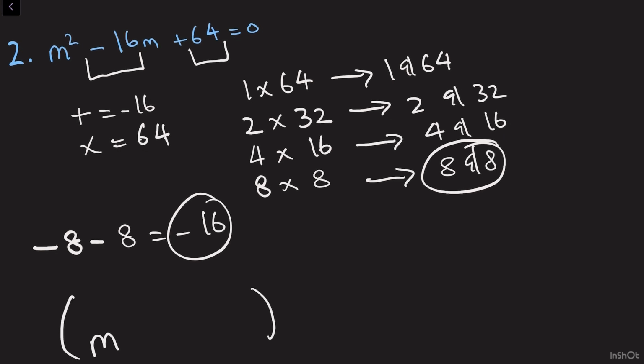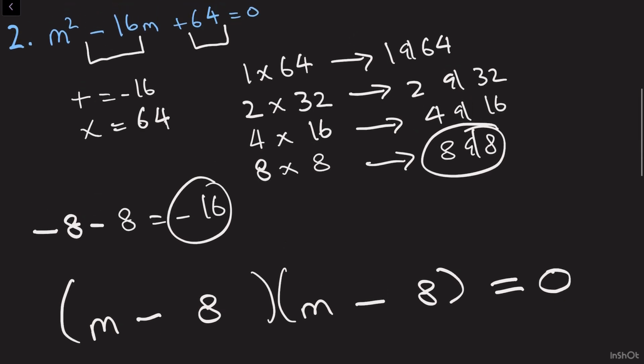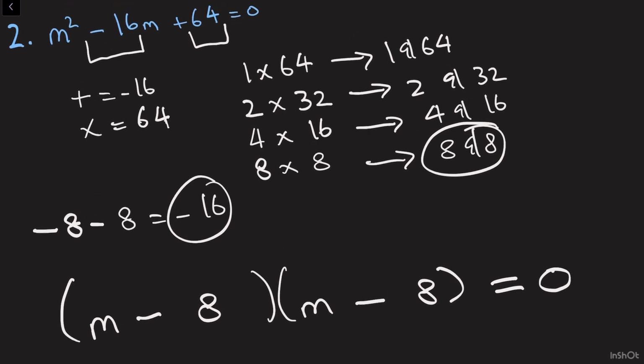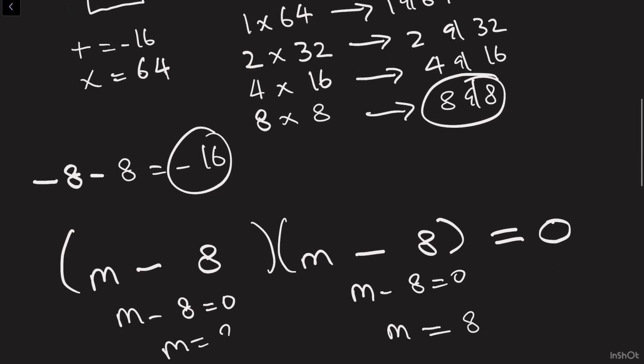Put m in one of the brackets and put m in the other bracket. And then we put minus 8 here and minus 8 here. And because the equation says equals 0, we need to make sure we write equals 0. So how are we going to work out what value of m will make the equation equal 0? Just like I said earlier, the main concept is anything times 0 equals 0. So we have m minus 8 equals 0, m minus 8 equals 0. That would mean m would have to equal 8. And m would also here have to equal 8.